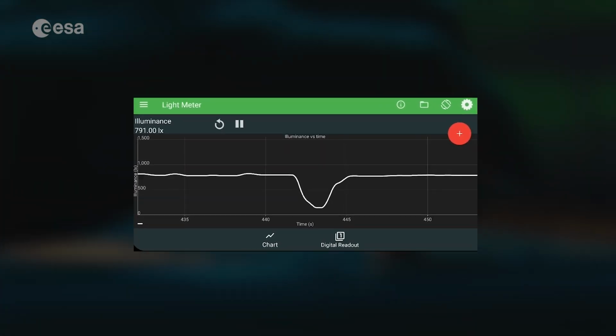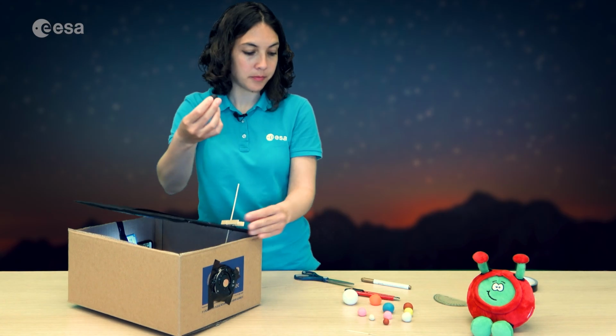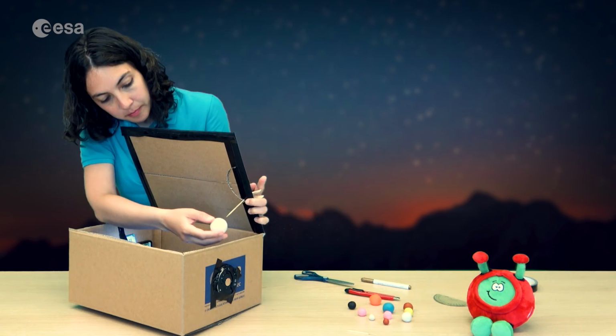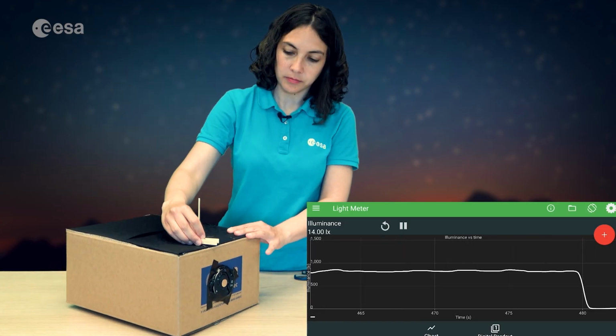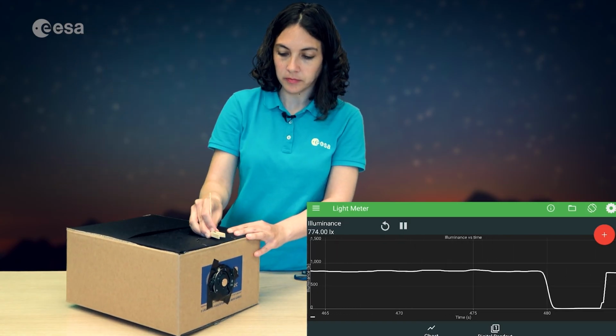What did you observe? Do you think the result will be similar to a different sized planet? Repeat the process with different planets and compare the data. Are the dips you measured in light intensity versus time graph the same?